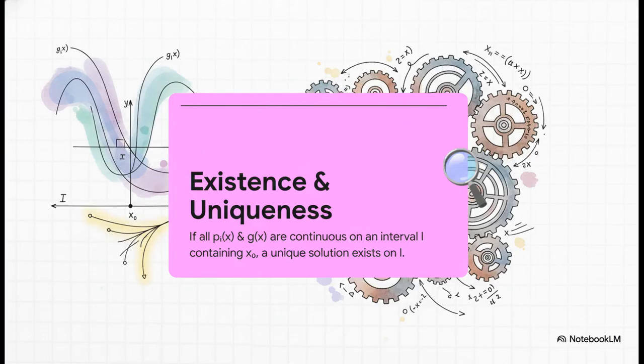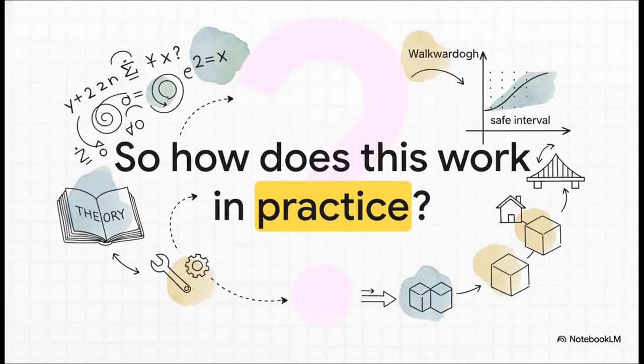So here's the deal, and this is the crucial part. As long as every single one of those coefficient functions, all your p's and that g of x term, are all continuous, no breaks, no gaps, across some interval, and your starting point, your x naught, is sitting inside that same interval, then you are absolutely guaranteed to find one and only one solution that works there. That's the theory, which is great. But how do we actually put this thing to work and find that safe interval for a real problem?